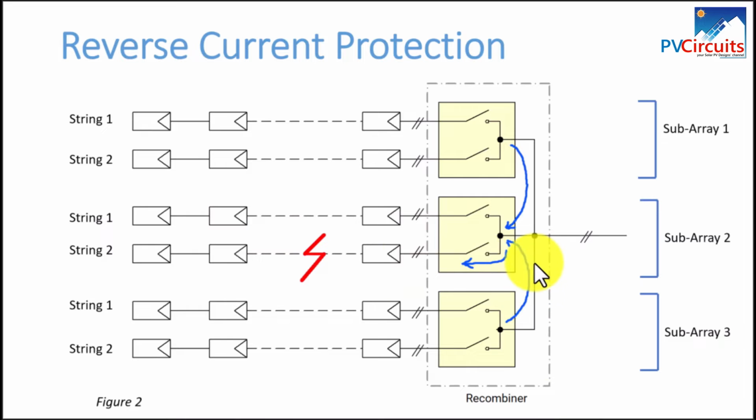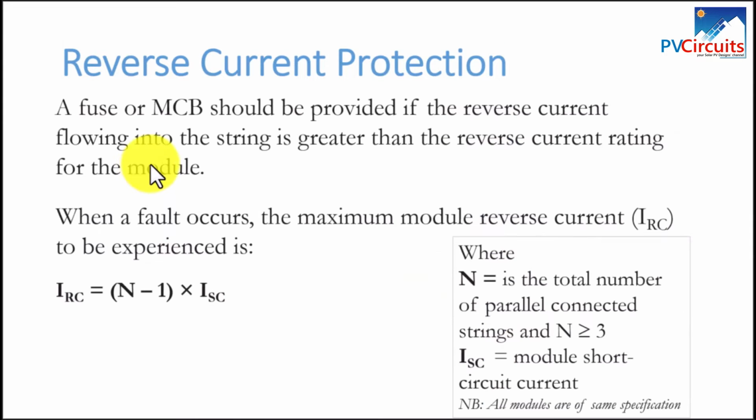To provide some initial level of protection, all modules are normally rated by the manufacturer with a reverse current they can withstand. To overcome reverse currents, a fuse or MCB should be provided if the reverse current flowing into the string is greater than the reverse current rating for the module. When a fault occurs, the maximum reverse current to be experienced is given by this equation. We define N as the total number of parallel connected strings, and N should be greater than 3, and ISC is the module short circuit current.